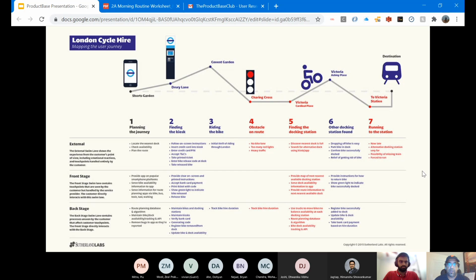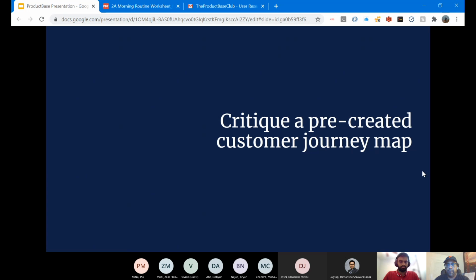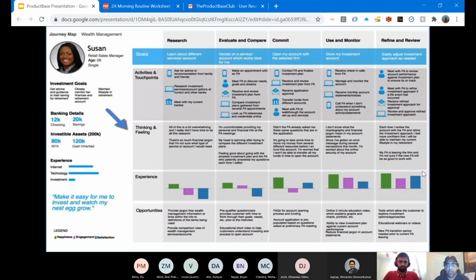So this is one experience of what a customer journey map would look like. So I'm going to at least do one more.